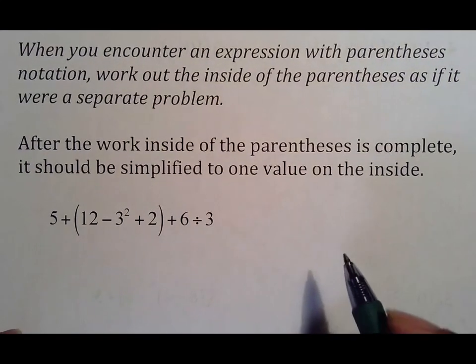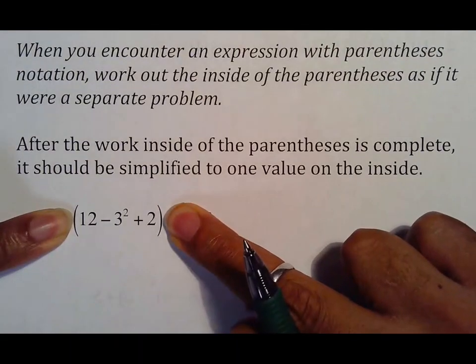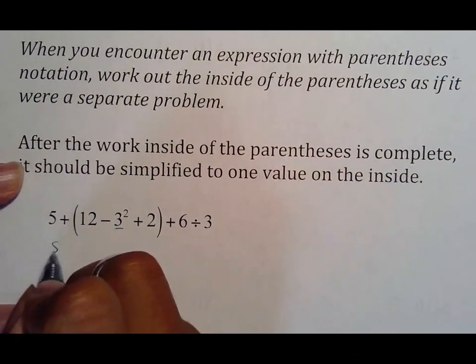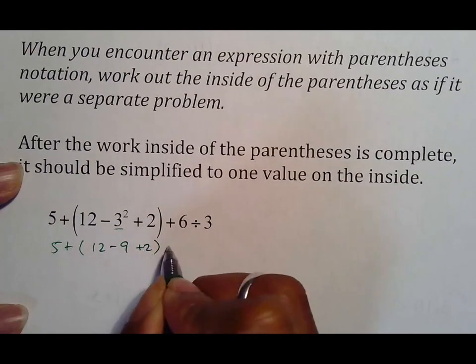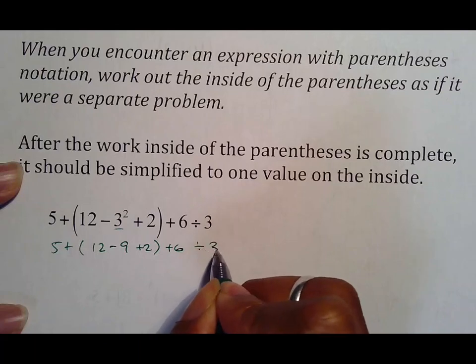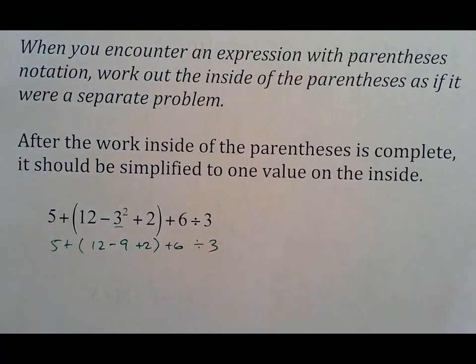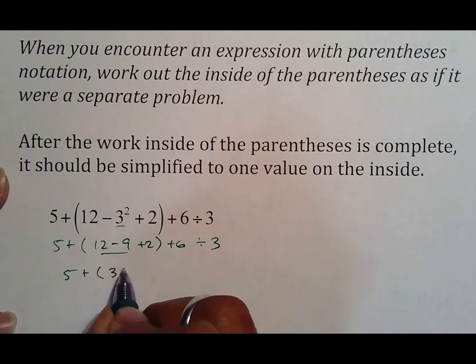So if you were seeing something like this, first thing I would do is ignore everything else and just work on this. And the first thing I would do here is the exponent. And so I would do 5 plus 12 minus 9 plus 2 plus 6 divided by 3. Again, ignoring all this, the first thing I would do is this, because that's the first student in line inside the parentheses.